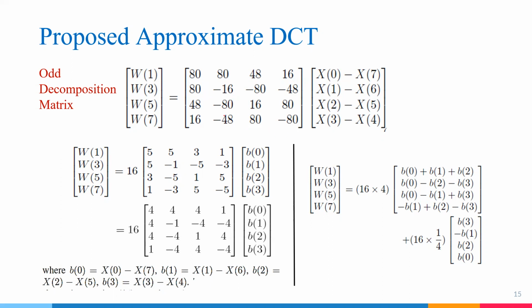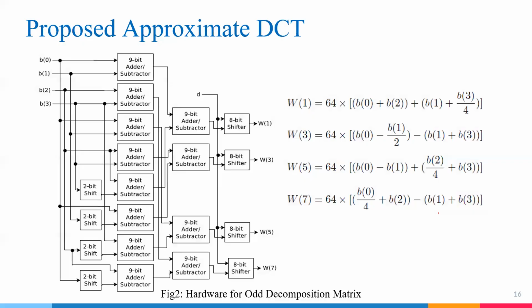Coming to the second, the odd decomposition implementation, the coefficient values are 80, 16 and 48. Here we take 16 as common and you get these values. Again, we have done one more level of approximation, wherever there is 5, we approximated it to 4. Now we take 16 by 4 as the common factor. The rest of the things we have implemented in hardware using adders, subtractors and shifters, without multipliers.